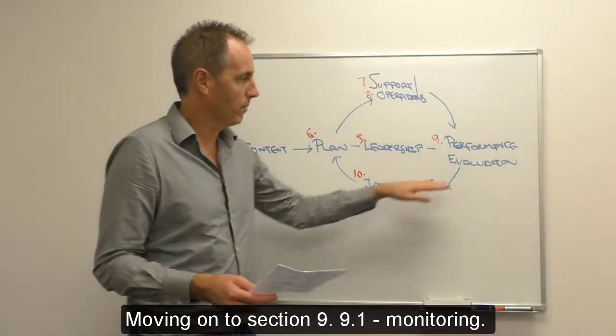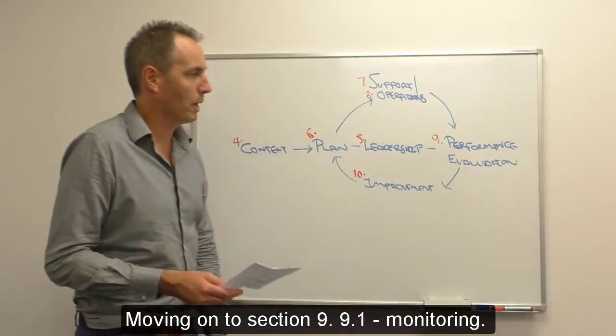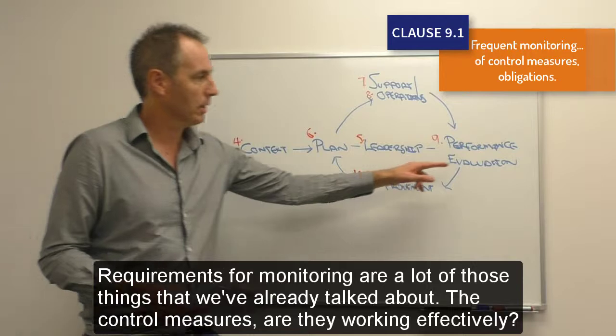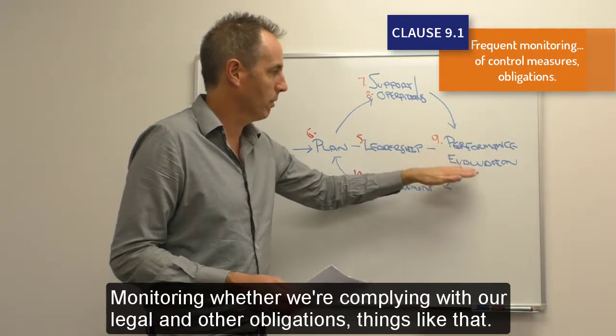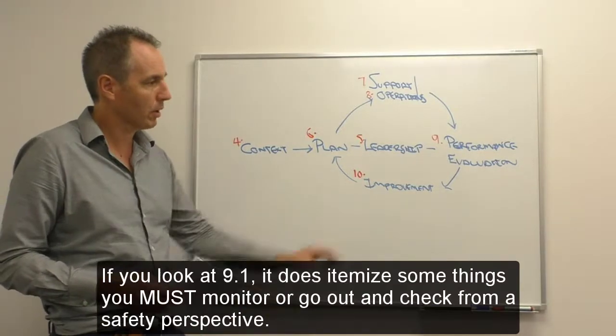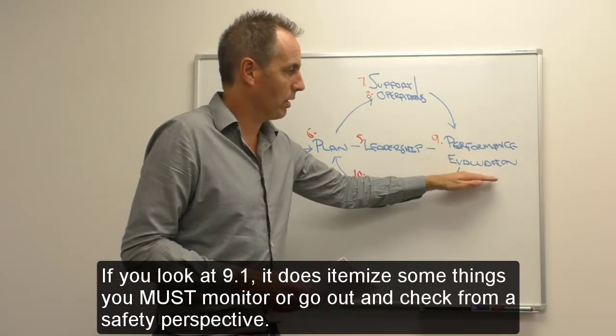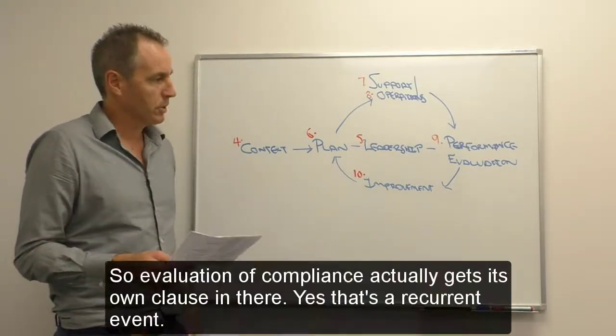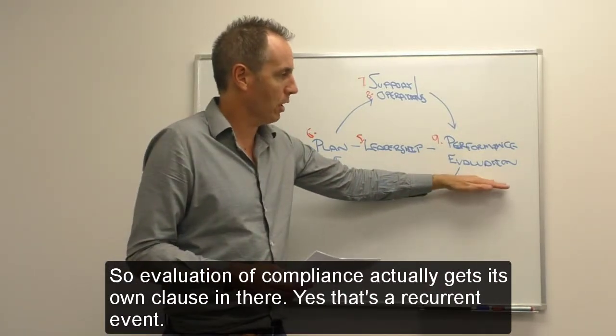Moving on to section 9, 9.1, monitoring. Requirements for monitoring. A lot of those things that we've already talked about. The control measures, are they working effectively? Monitoring whether we're complying with our legal and other obligations, things like that. If you look at 9.1, it does itemise some things you must monitor or go out and measure from a safety perspective. So evaluation of compliance actually gets its own clause in there.